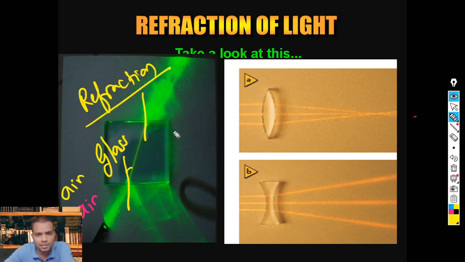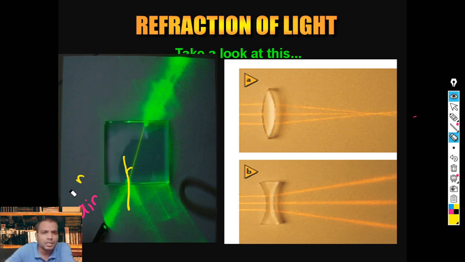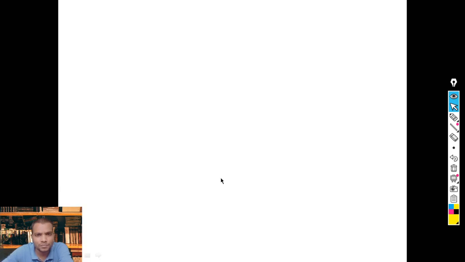Other than glass, if you see the lens, a lens also refracts light. That is the main use of the lens, convex and concave. A convex lens is a converging lens. After passing through the lens, the light rays are converging, and that is also because of refraction. Similarly for the concave. But today we won't see lenses or a glass slab or prism, but we will understand certain phenomena which happen in nature.